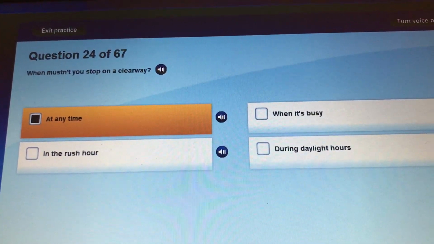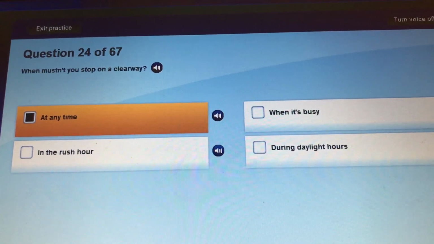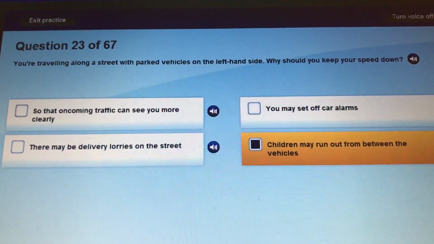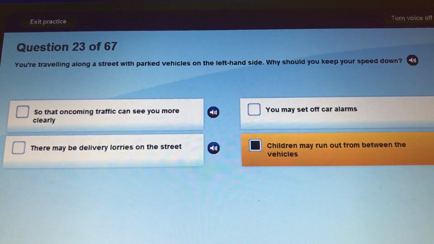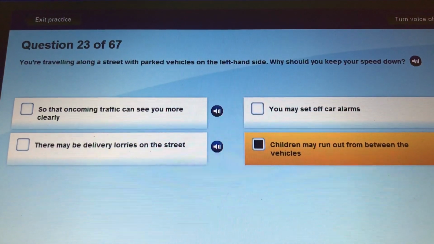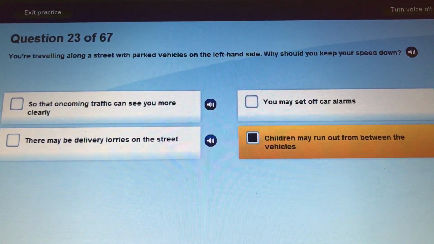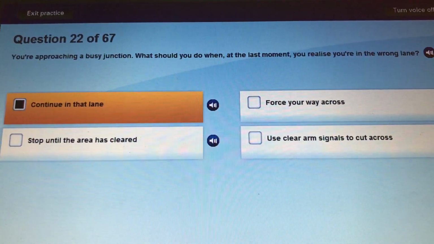When mustn't you stop on a clear way? Not at any time. You are not allowed to stop on a clear way. You are traveling along a street and there are parked vehicles on the left side of the road. Why should you keep your speed down? Main danger, main hazard: children may run out between the vehicles.